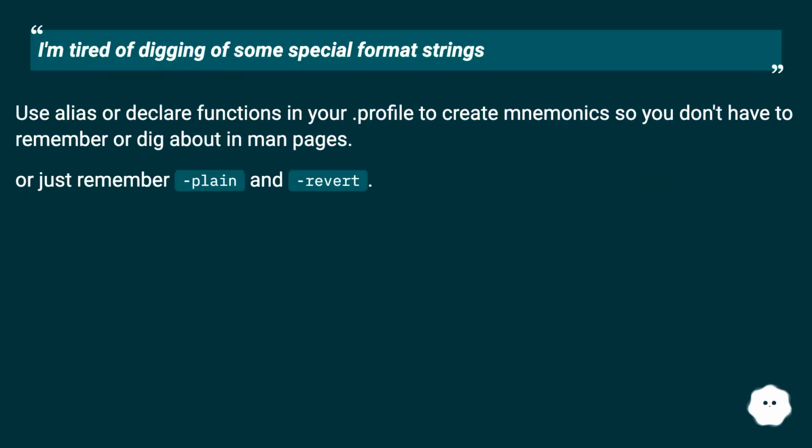I'm tired of digging for some special format strings. Use alias or declare functions in your .profile to create mnemonics so you don't have to remember or dig about in man pages. Or just remember plain and revert.